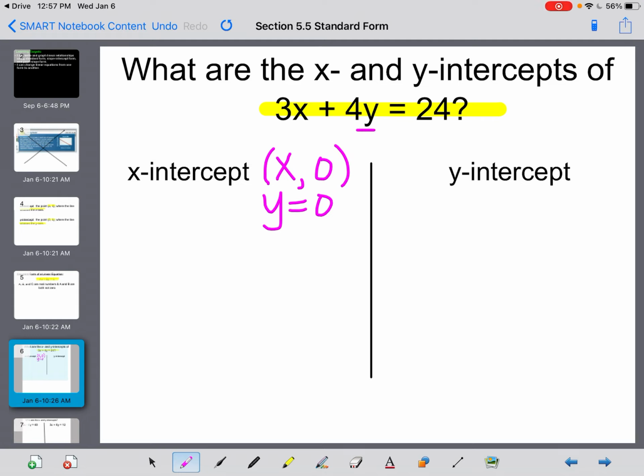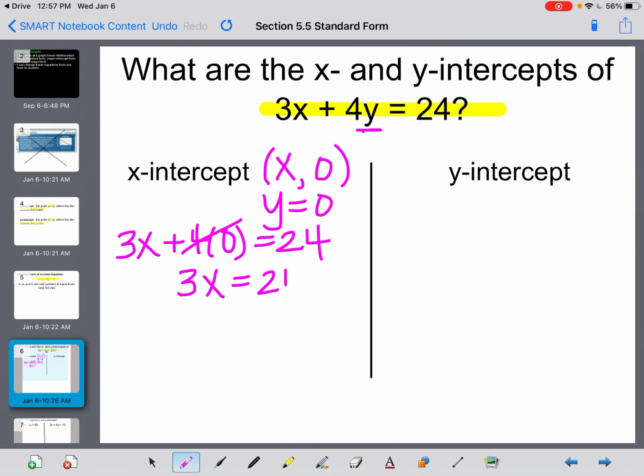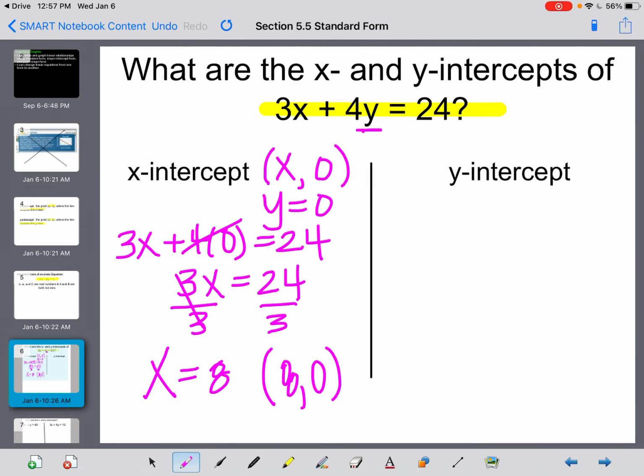Okay, so that means I should be able to plug a 0 in right here for my y. 3x plus 4 times 0 equals 24. Then anything times 0 disappears, so I'm left with 3x equals 24. And then to get x by itself, I divide by 3. And I find out that my x-intercept is 8, or the point 8, 0.